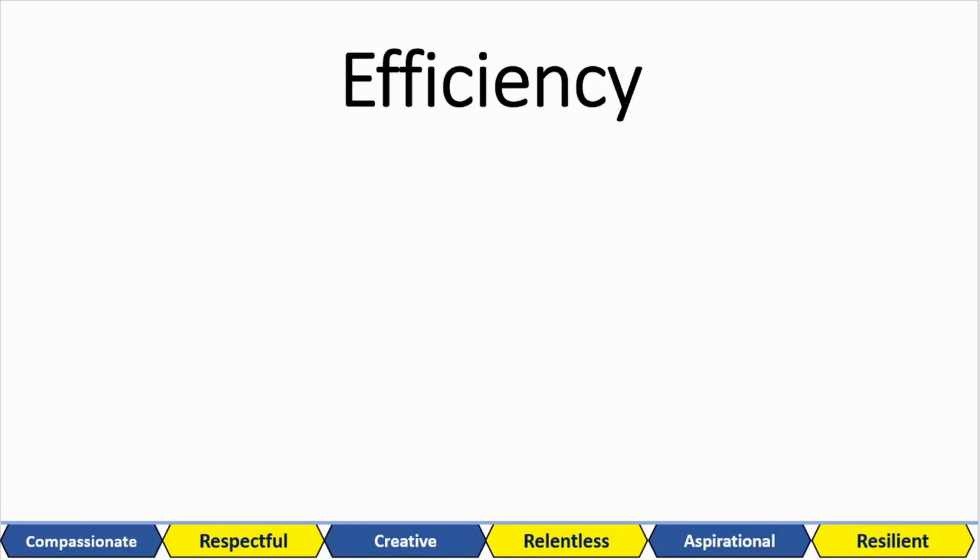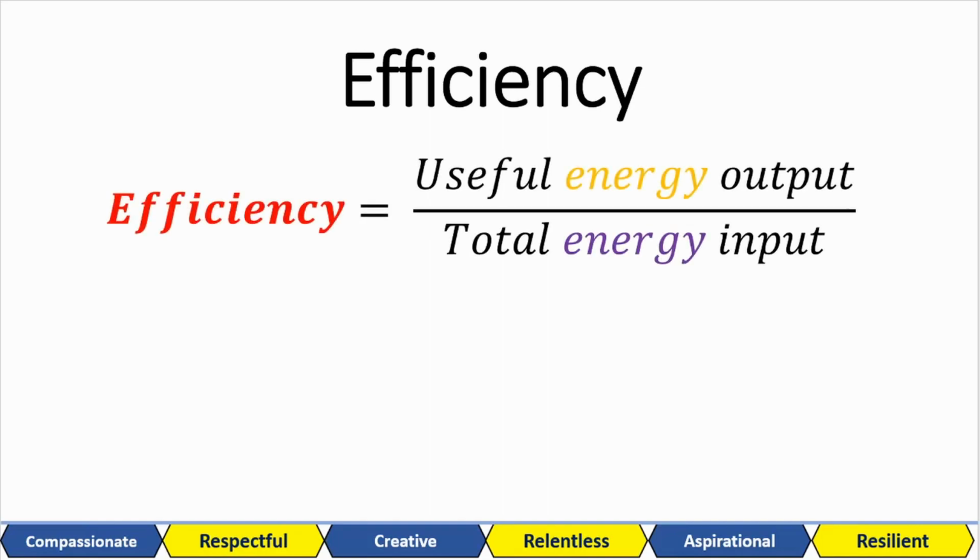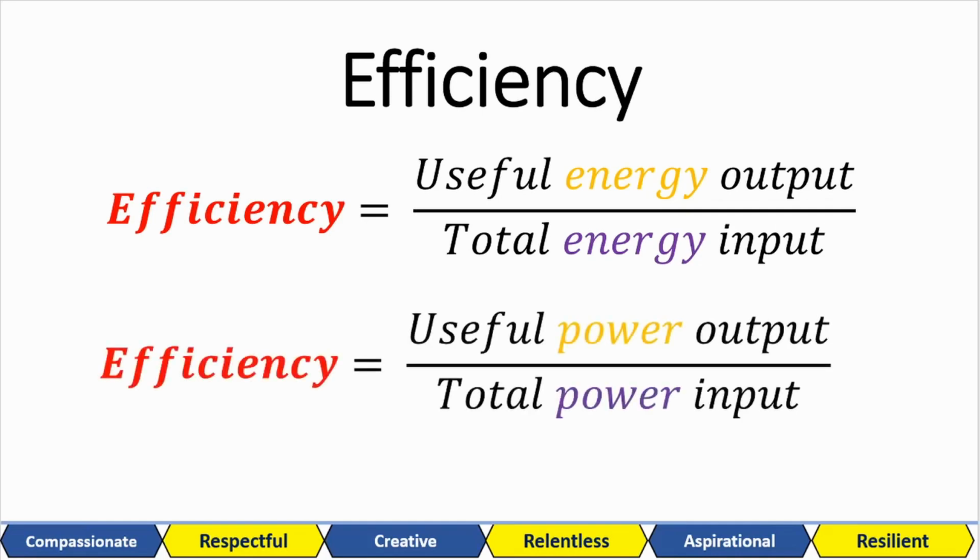The equation for efficiency is split into two depending on whether you're given energy or power. The first is useful energy output over the total energy input, and the second is useful power output over the total power input. Notice that for both, the useful output is over the total input. Let's look at some past paper questions for these.